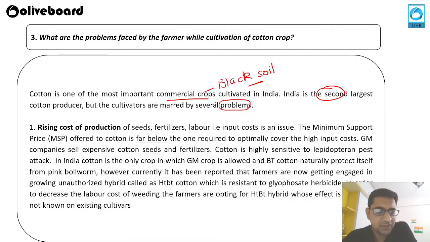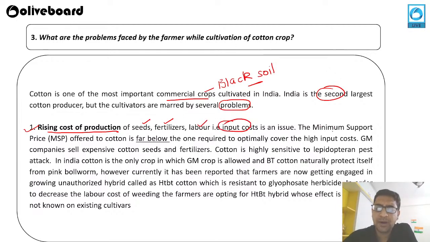Okay, first of all, the first problem that we will be discussing is the rising cost of production. When the cost of production is rising, that means the input cost, that means the prices of the inputs you are putting in, are rising. So what are the inputs? Inputs are seeds, fertilizer, labor. These are the input costs that are the issue.